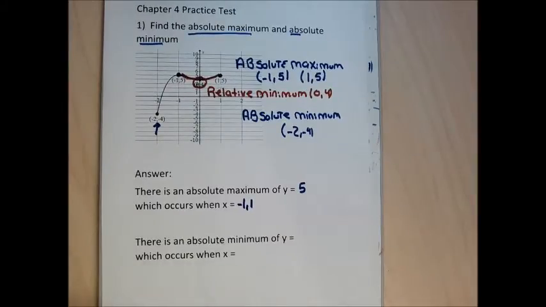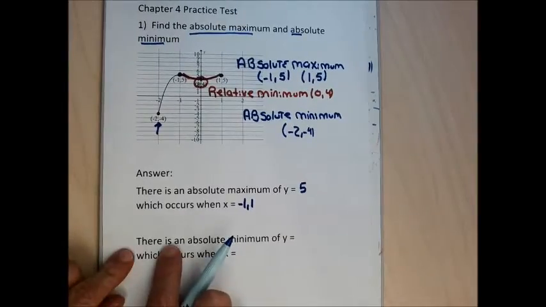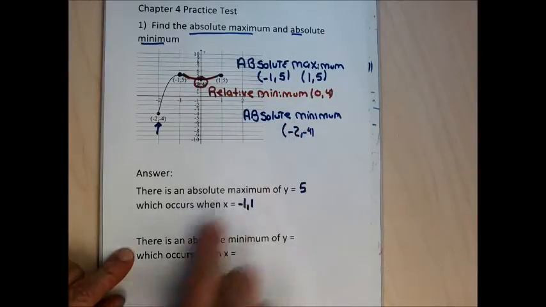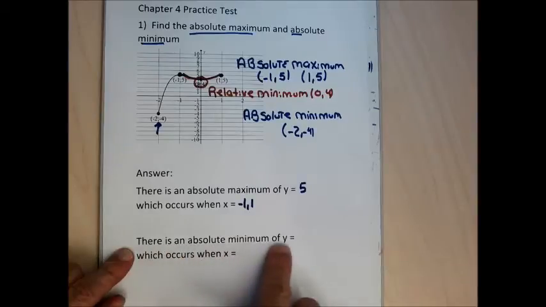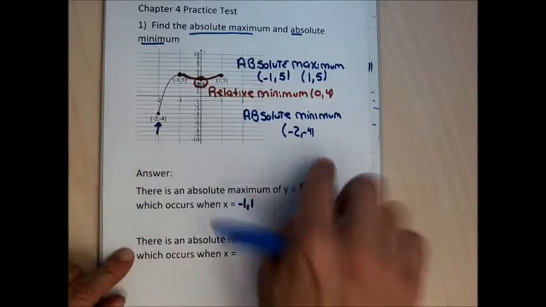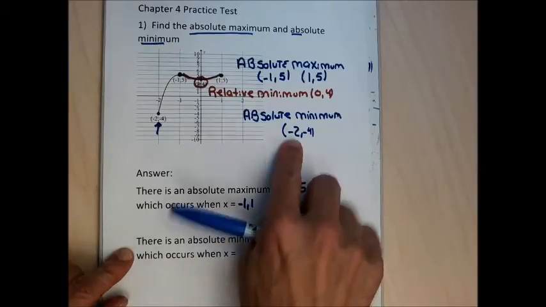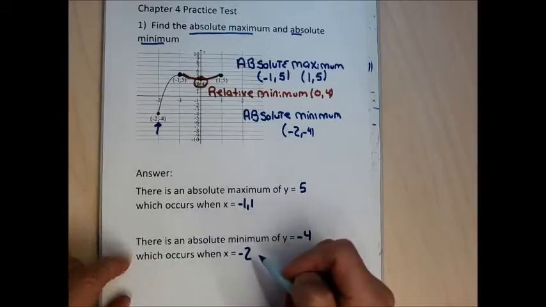When I go to write my answer for the absolute minimum part of this, once I identify the point that's the absolute lowest, I separate the x and the y. I'm going to say there's an absolute minimum of y equals, and I'm going to take the y-coordinate of that point, which is -4, which occurs when x equals, and I'll take the x-coordinate of that point, which is -2.